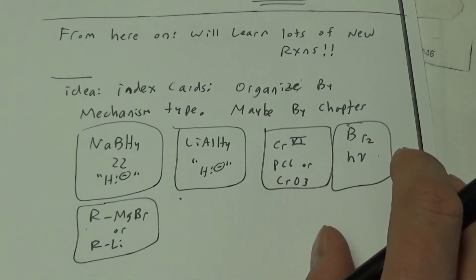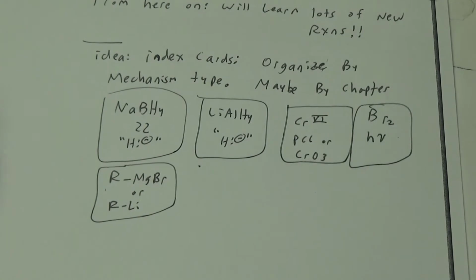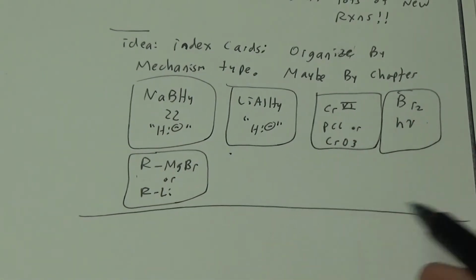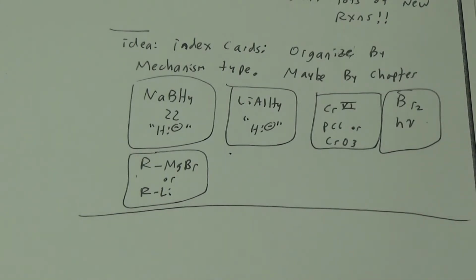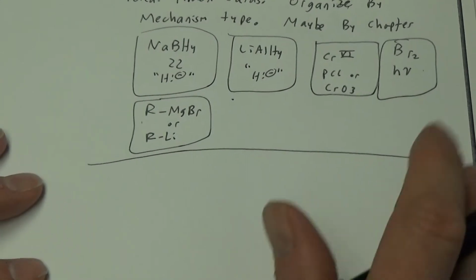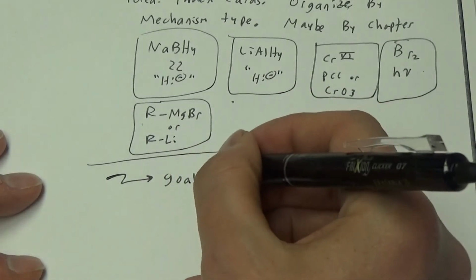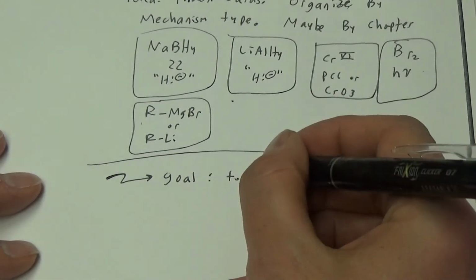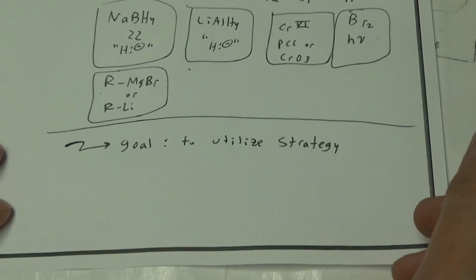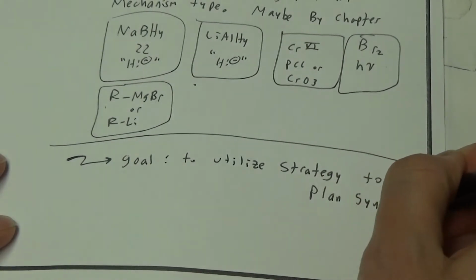All right, so once we have a grasp of our reactions, and you know your basic reactions, and you might be rusty here and there, and we want to synthesize a complicated molecule, how do we approach this? A goal of ours should be to utilize strategy. Strategy, what does strategy even mean? I mean, it means that you have to think about it. Strategy to plan synthesis. How do we use strategy to plan synthesis?